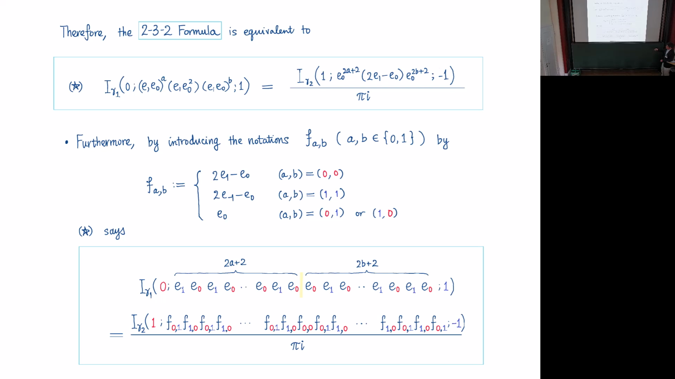0, 0 again is the same, and even here you have 0, 0, and it's exactly the same. So the adjacent ones give rise to this one, these adjacent ones give rise to this one.